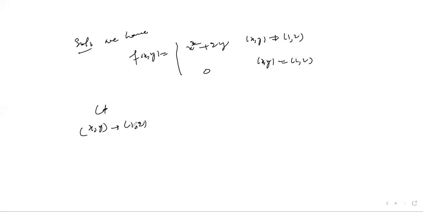Don't think we are always taking 0 0. Here it is given 1 comma 2. So limit of f of x comma y as x comma y approaches 1 comma 2. Here f of x comma y is not equal to 0, because x comma y approaches 1 comma 2, which means it is not equal to 1 comma 2. So when it is not equal to 1 comma 2, at that time we have to take the same function.